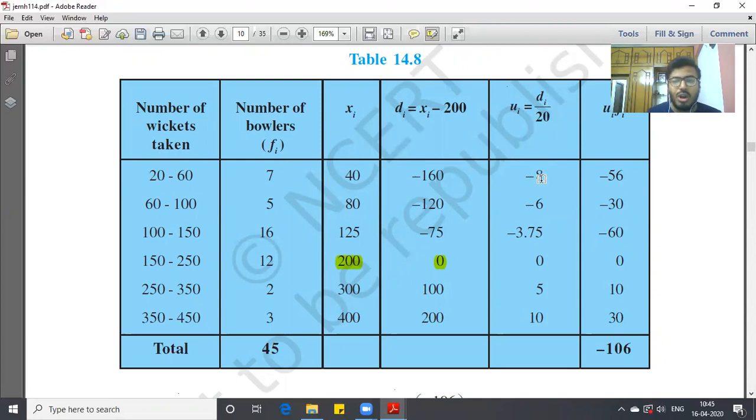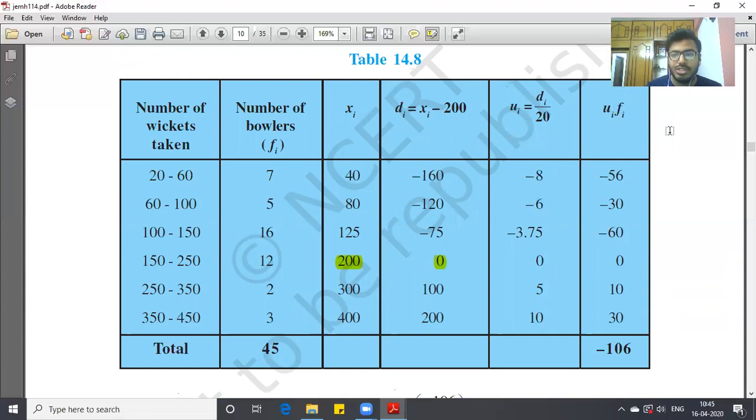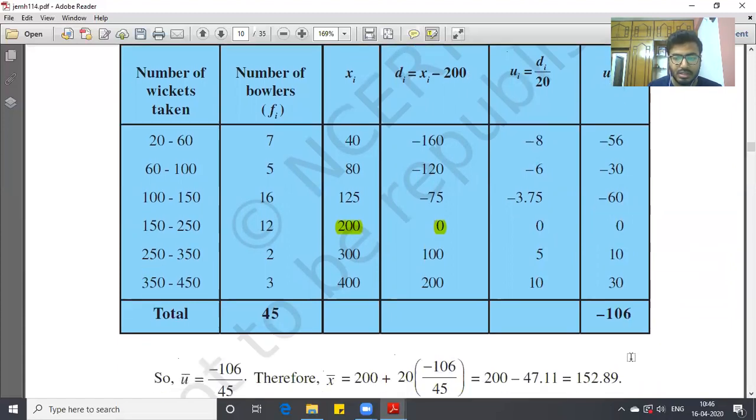Now they have got minus 8, minus 6, minus 3.75. This is fine; one number being like this is fine. Most of them are in integer form itself. Then 5, 10. After that they calculated ui, then ui fi. So ui into fi, you have to multiply. Add all the negatives together and all the positives together. Taking the difference, you get minus 106.